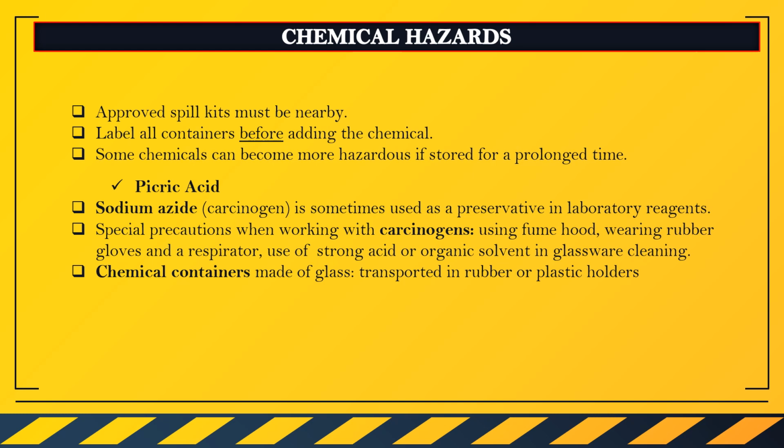So working with carcinogens requires special precautions, as I was saying, such as using a fume hood, wearing rubber gloves and a respirator, and cleaning contaminated glassware with a strong acid or organic solvent. Chemical containers made of glass should be transported in rubber or plastic holders that will insulate them from breakage or protect them from breakage.